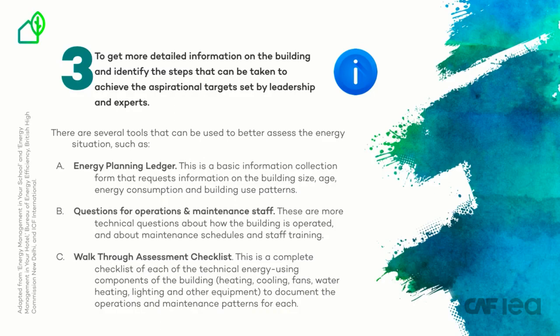These are more technical questions about how the building is operated and about maintenance schedules and staff training. And thirdly, a walkthrough assessment checklist. This is a complete checklist of each of the technical energy-using components of the building: heating, cooling, fans, water heating, lighting, and other equipment, to document the operations and maintenance patterns for each. The information gained through the energy audit and assessment can be used in the next steps to identify opportunities for improvement in the operations and maintenance of the building and its components to improve the energy management of the building.